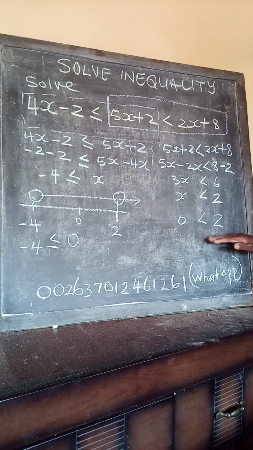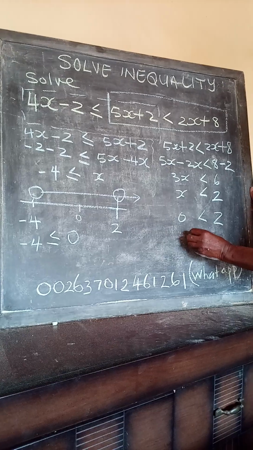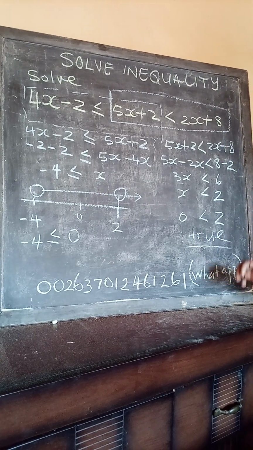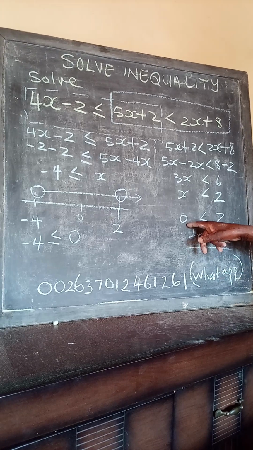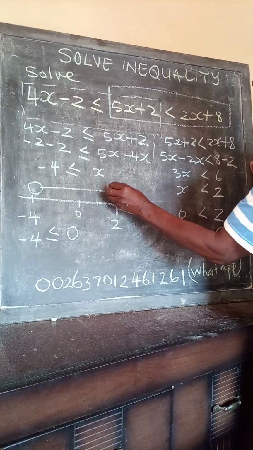Alright, then I do the interpretation of this statement. Is this true or false? So then this statement is true. So the arrow must go where I took this number. So the arrow must go to the left. So the arrow must go there.